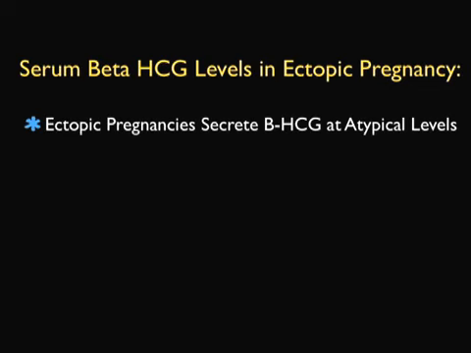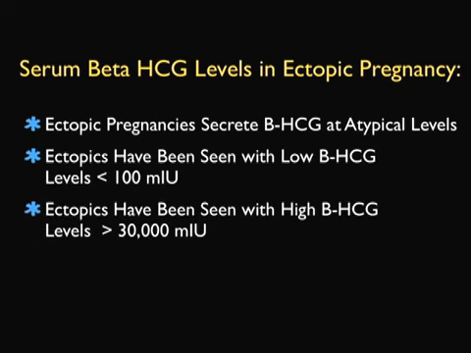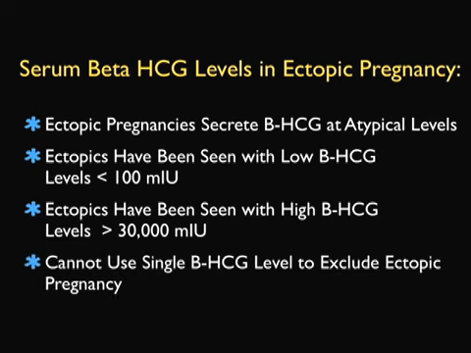Also, another important concept is the relation of the serum beta-HCG levels to an ectopic pregnancy. A very important point here is that ectopic pregnancies secrete beta-HCG at atypical levels, in contrast to the steady levels secreted by an intrauterine pregnancy. Ectopics have been seen with low beta-HCG levels as low as less than 100 milli-international units. Ectopics, on the other end, have been seen with very high beta-HCG levels, higher than 30,000 milli-international units. Therefore, the defining concept here is that one cannot use a single serum beta-HCG level to exclude an ectopic pregnancy.